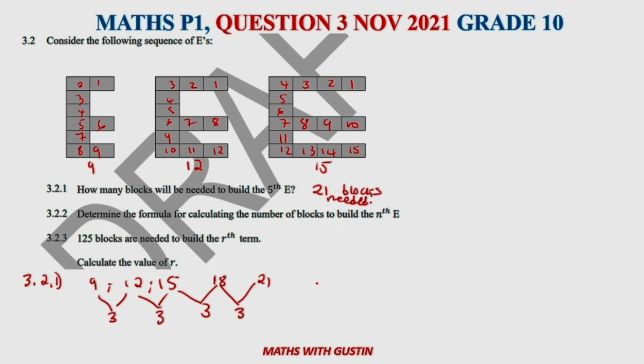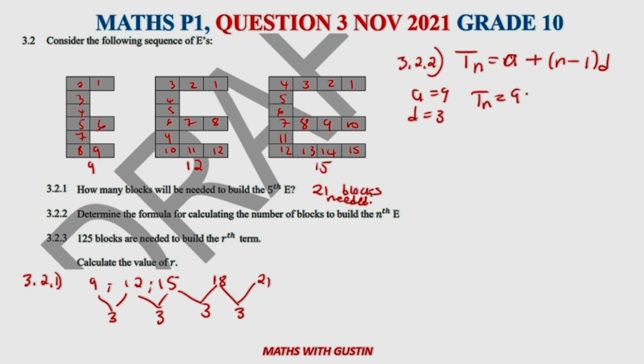Okay, there you go. Determine the formula for calculating the number of blocks to build the nth E. All right, so basically here they are asking us for the general formula. So we're gonna come here 3.2, 3.2. We've got the first difference there. So we go back to our formula sheet and check the formula we can use is Tn equals a plus in brackets n minus 1 d. All right, so what is A here? A is 9. What is D? D is equal to 3.